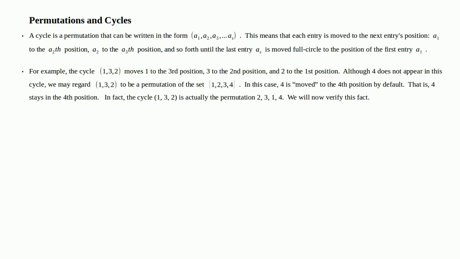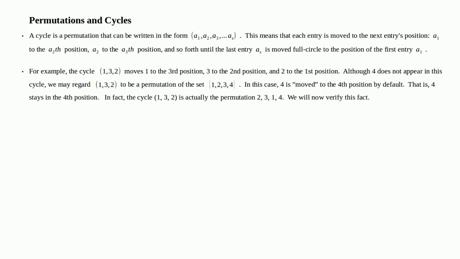For example, the cycle 1, 3, 2 moves 1 to the third position, 3 to the second position, and 2 to the first position. Although 4 does not appear in this cycle, we may regard 1, 3, 2 to be a permutation on the set 1 through 4. In this case, 4 is moved to the fourth position by default. That is, 4 stays in the fourth position. In fact, the cycle 1, 3, 2 is actually the permutation 2, 3, 1, 4. We will now verify this fact.